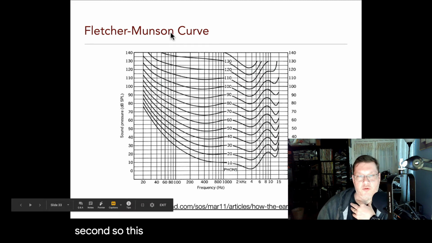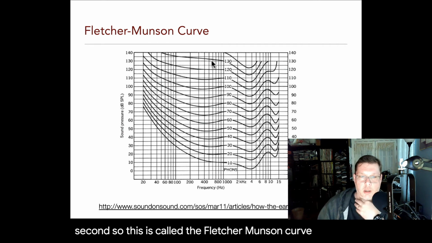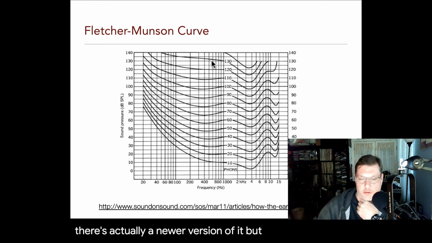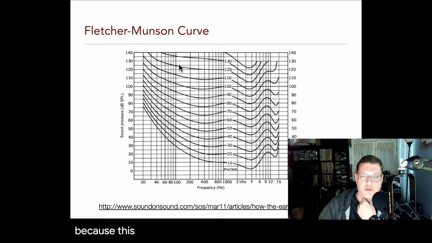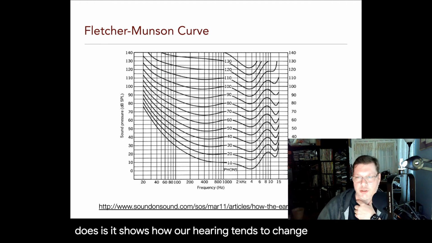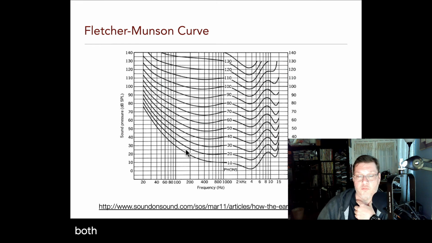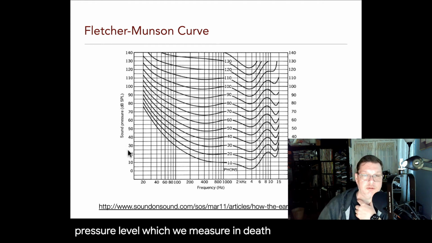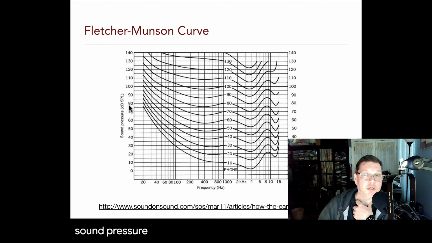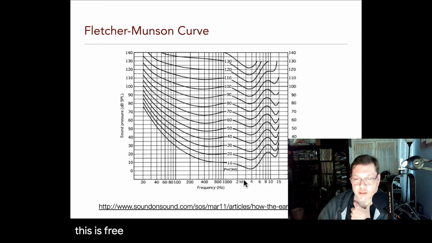So this is called the Fletcher-Munson curve. And there's actually a newer version of it, but even the newer versions, they still call the Fletcher-Munson curve because this was sort of the original idea. And what this does is it shows how our hearing tends to change in relationship to both pitch and volume. So a phon, 10 phons is the volume of 1,000 hertz at 10 decibels, right? So this is sound pressure level, which we measure in decibels. Sound pressure level is another word for volume. And then this is frequency coming this way.